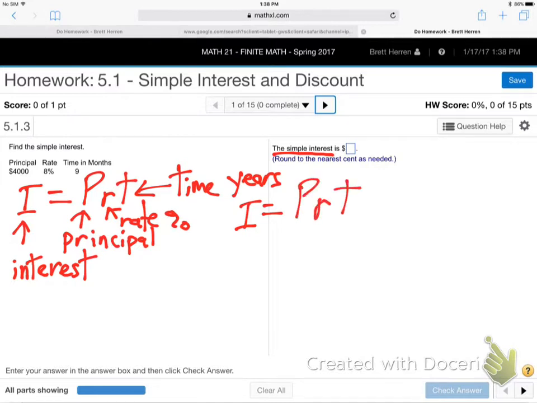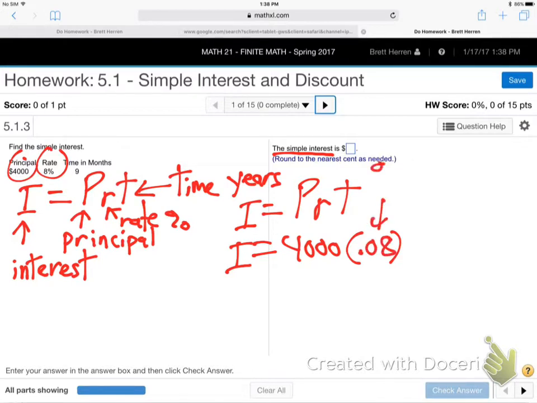Let's plug the things in. What is the P? What's the principal? Okay, so the principal is the 4,000. What is the R? What do you do with 8%? Yeah, you make it 0.08. Everybody good with that? 8%. The decimal's right there, and you go back 2 places because of the 2 zeros in the percent, so 0.08.